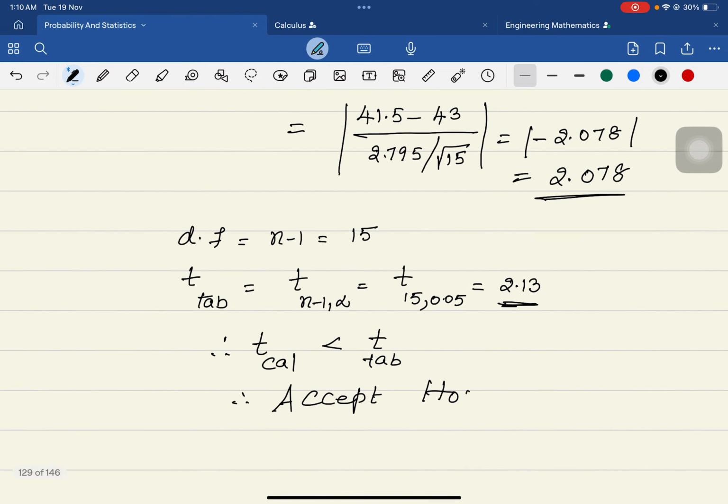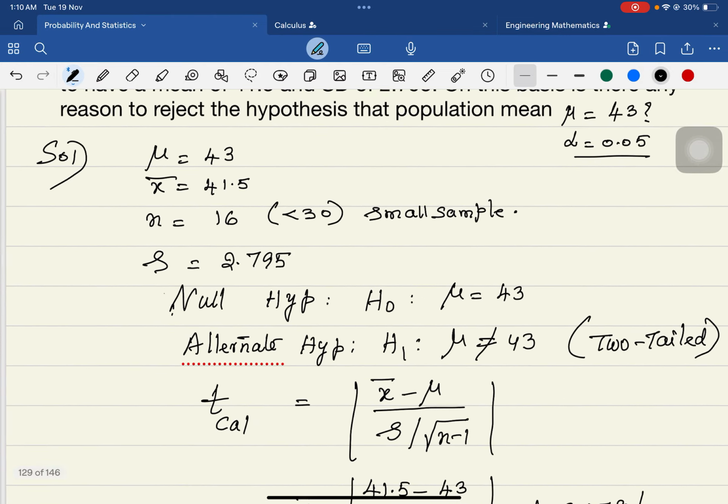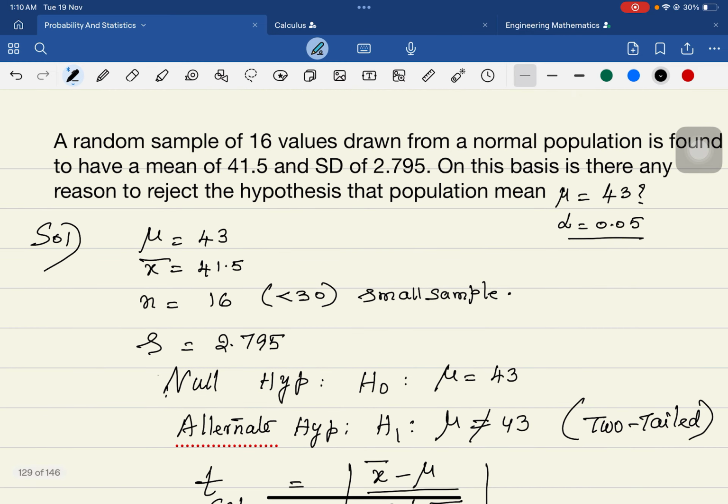I hope you could understand how to solve this type of problem on the small sample, because n is 16. I hope you could understand this very clearly. Yes, thank you.